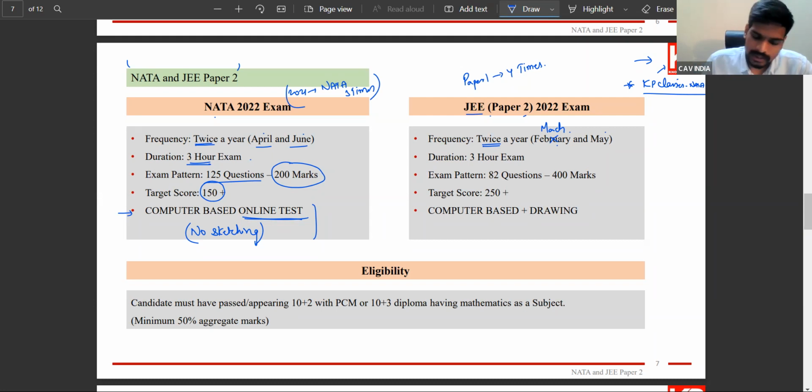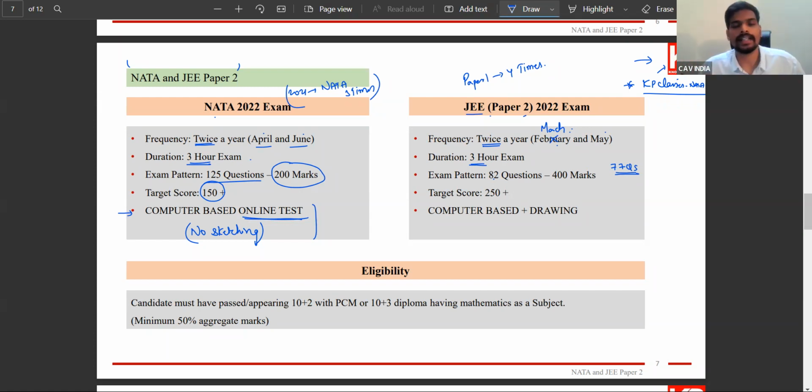This also will be conducted twice a year, generally in the months of Feb and May. The duration of this exam also is 3 hours. The total number of questions will be 82, of which you need to answer 77. 82 questions will be given in your question paper, you need to answer only 77 questions. 5 questions you can leave, because there's a choice in 5 questions in the mathematics part.